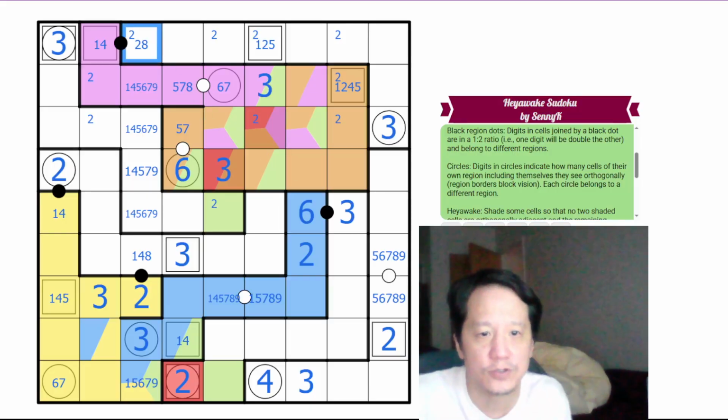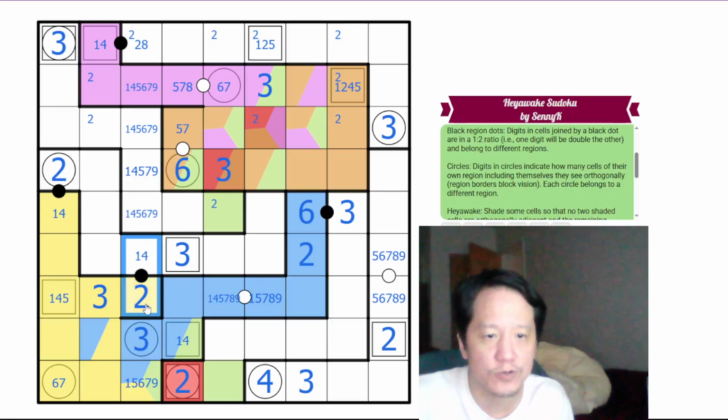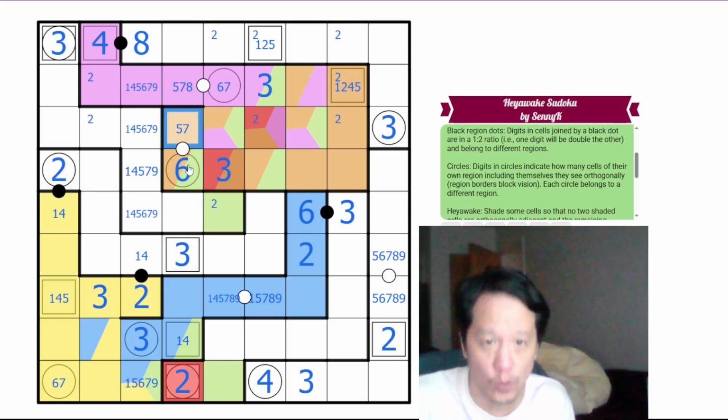This can't be 2 because of 2 in the column. So this is 1 or 4. To be in a 1 to 2 ratio, that means this can't be 2. This is 8, which makes that 4. Interesting. So this cannot have 4 here.